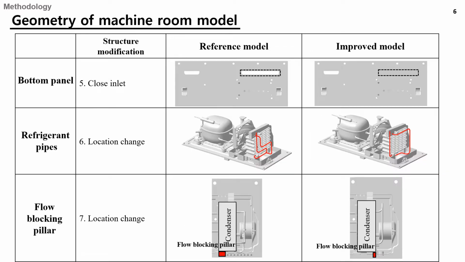Fourth, we plugged the inlet in the bottom panel, and in the fifth, moved the refrigerant pipe to a location with less flow interference. Finally, we relocated the flow blocking pillar. The reason for structure modification will be explained in the research results.